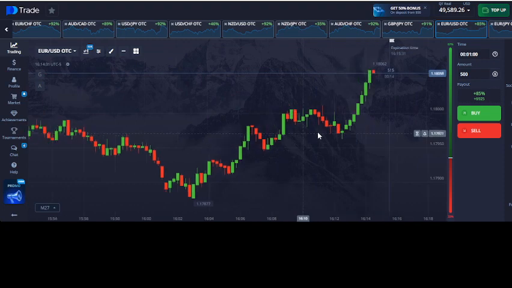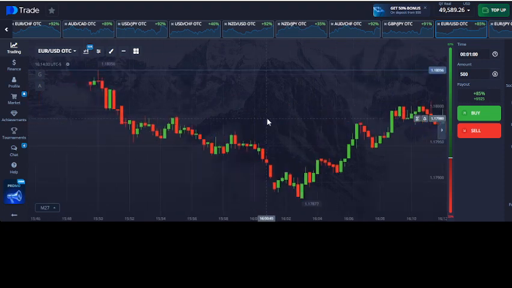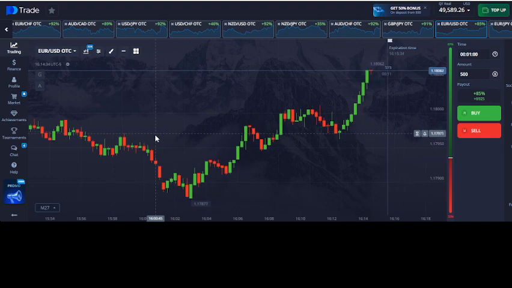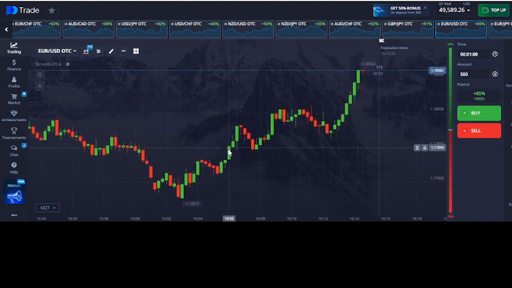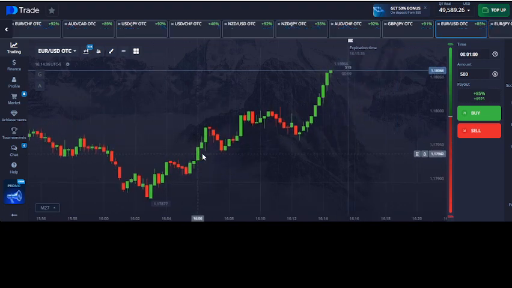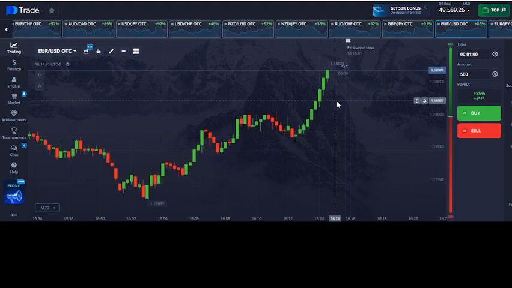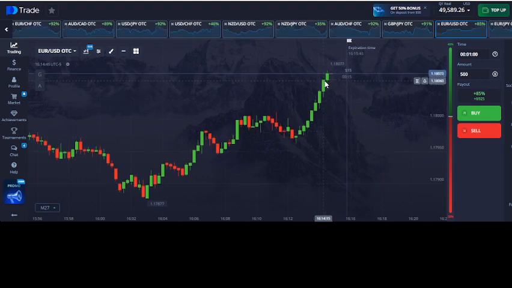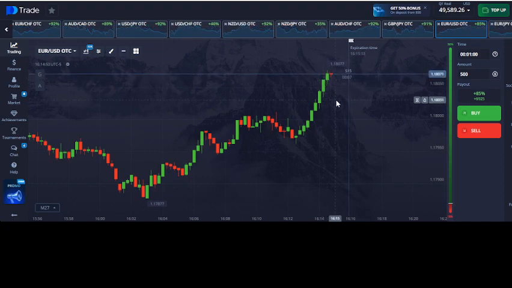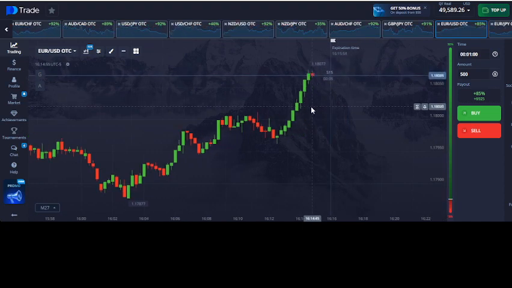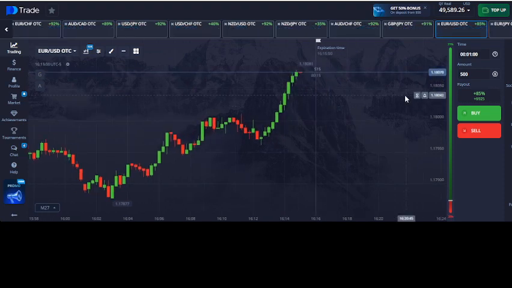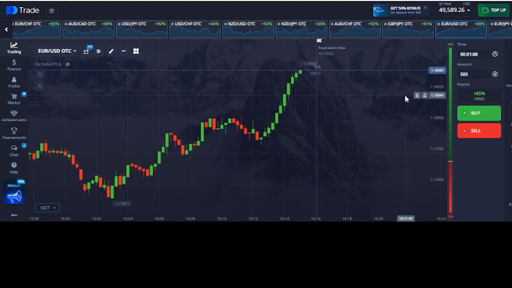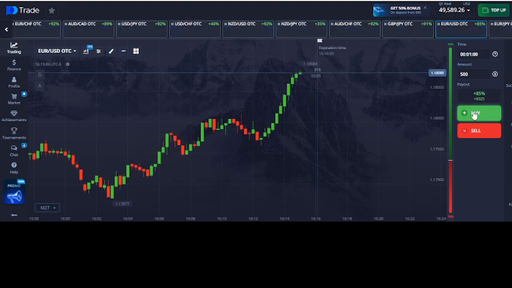Euro US dollar. What's happening here? Looks like there's a breakout happening. Oh shoot. All right, there wasn't a breakout. Let's keep an eye on this one.